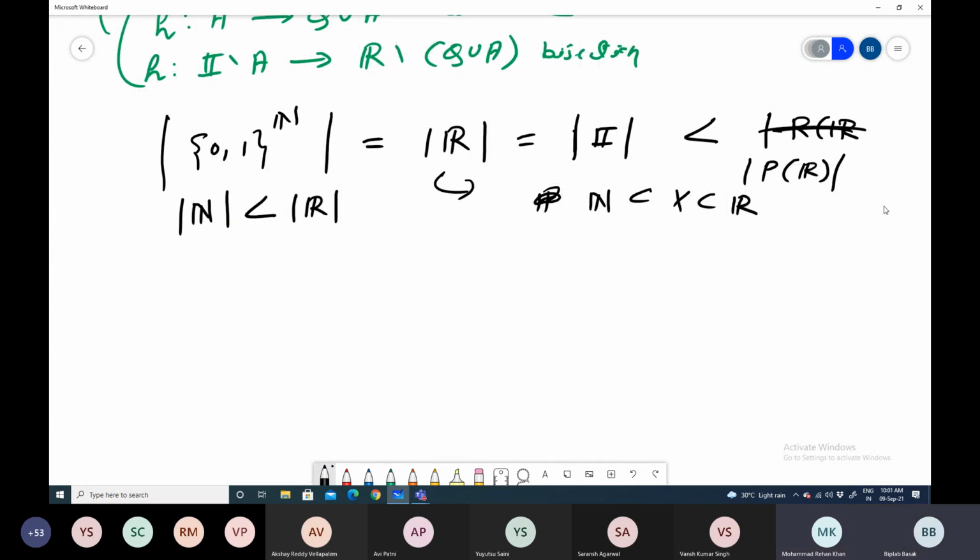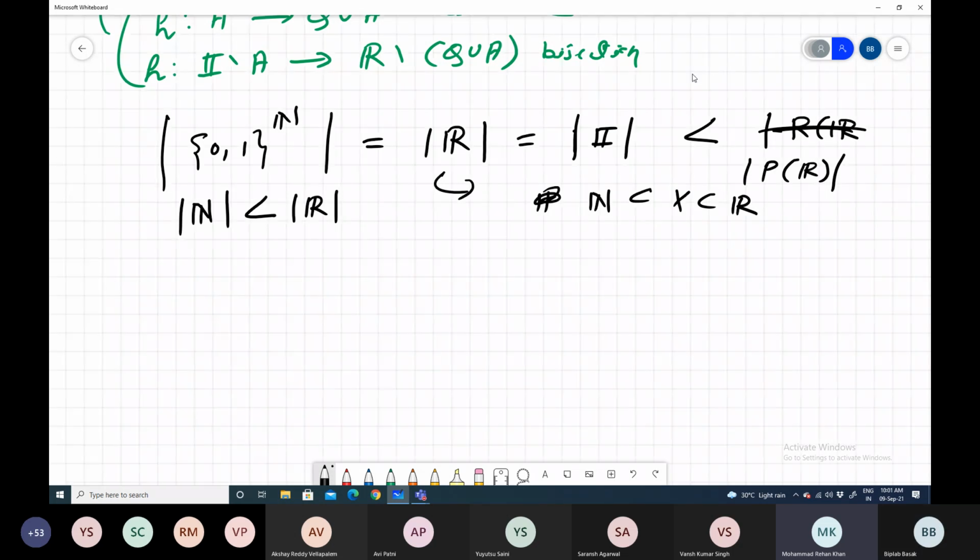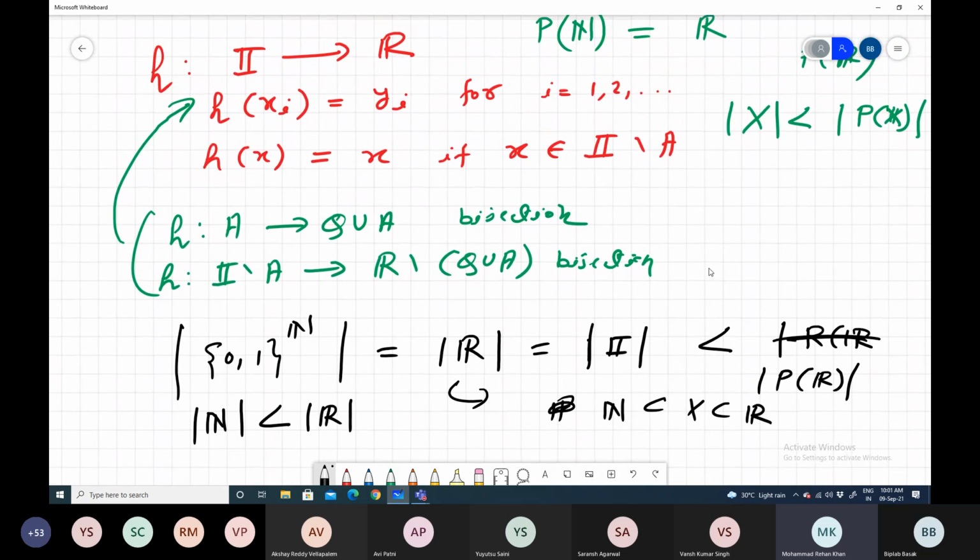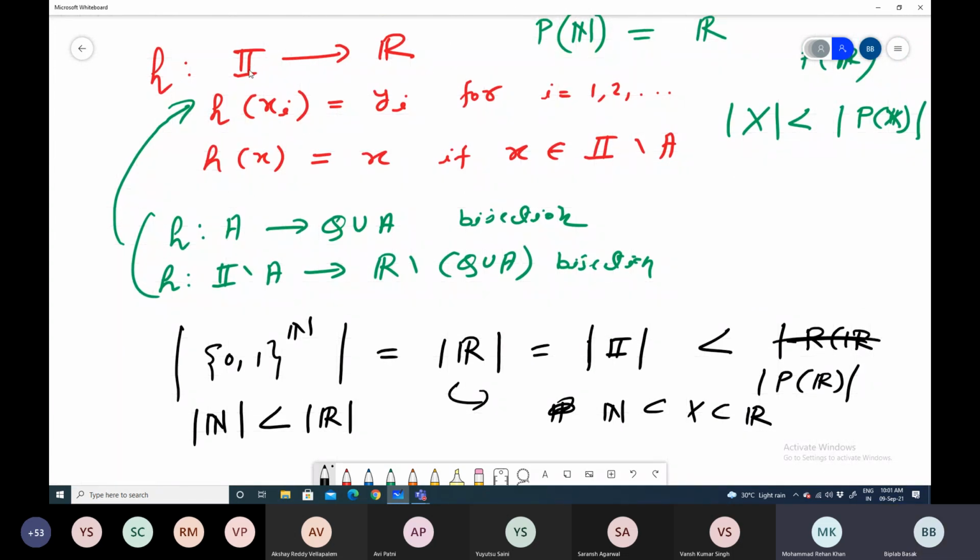So how do we arrive at the conclusion that the cardinality of I and R is the same? Because we have defined a bijection from I to R, and that is when they have the same cardinality. So what we are defining is from A to Q union A and I minus A to R minus Q union A, not from I to R. No, no, no. If you take the union of these two, these and these are disjoint, right? And this set and this set are disjoint. So if you combine these two, you will get a bijection from I to R.